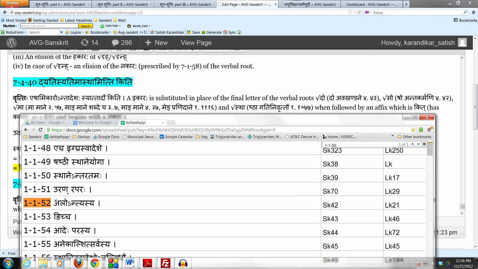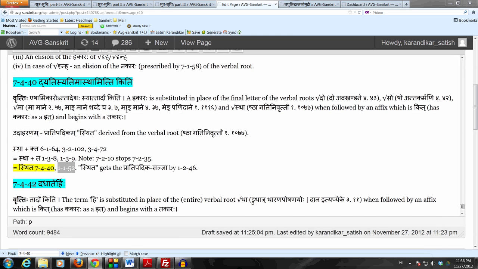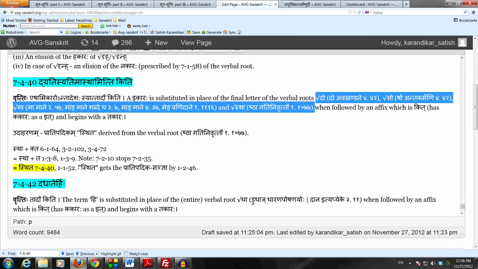So this is the sutram which applies in the case of only these verbal roots when the affix following begins with a takara and it's a kit affix.